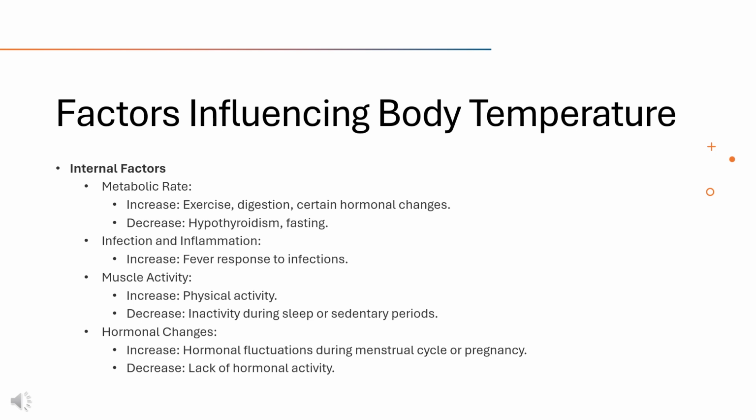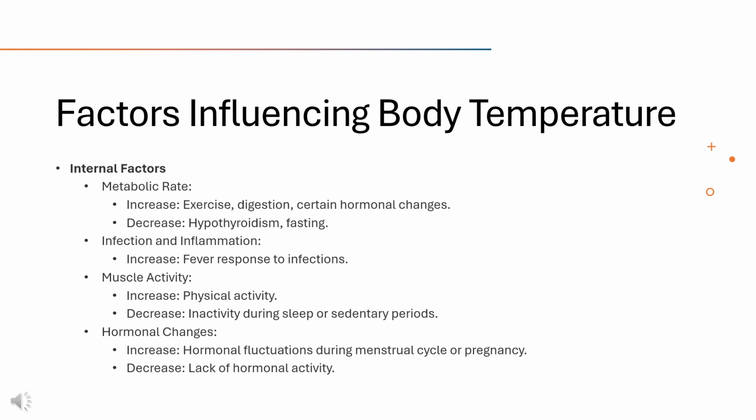Now we're going to dive into the various internal and external factors that can affect body temperature. It's really important to understand these factors because they play a big role in how we monitor and manage our patients. By knowing what influences temperature changes, we can better assess how patients respond to different environments or conditions they're facing. This knowledge helps us tailor our care to each patient's specific needs, ensuring they get the best support possible as they respond to or recover from various health challenges.